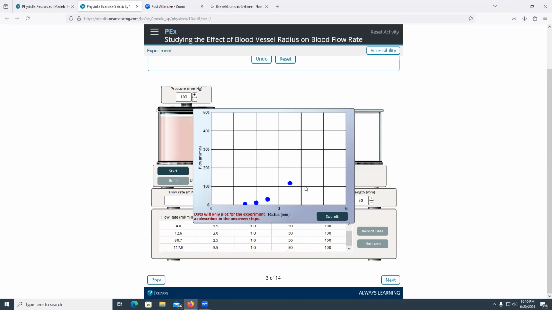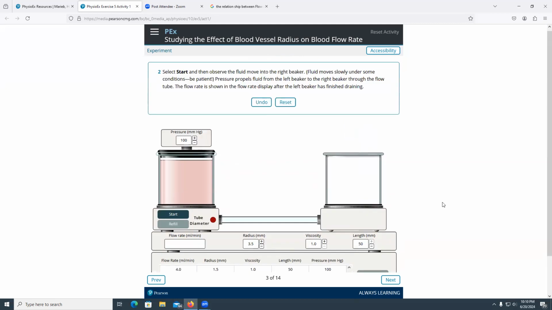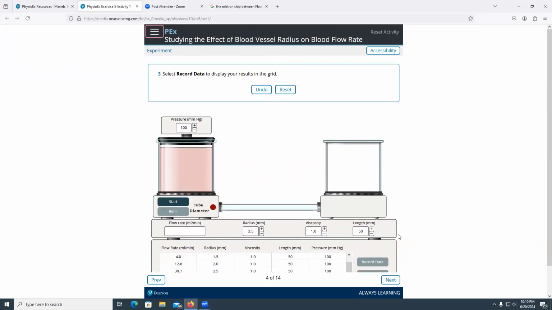Now let's plot everything. Data. So data will only plot for the experiment as described. So this is the flow. That's the dependent variable always on the y-axis, and then the x-axis is going to be the independent variable, and that is what we are changing. But what we are examining is that our y-axis is dependent on the x. I mean, the more we increase, it goes up, and if we decrease, the y-axis value goes down. So let's click submit. Let's move next to record data.